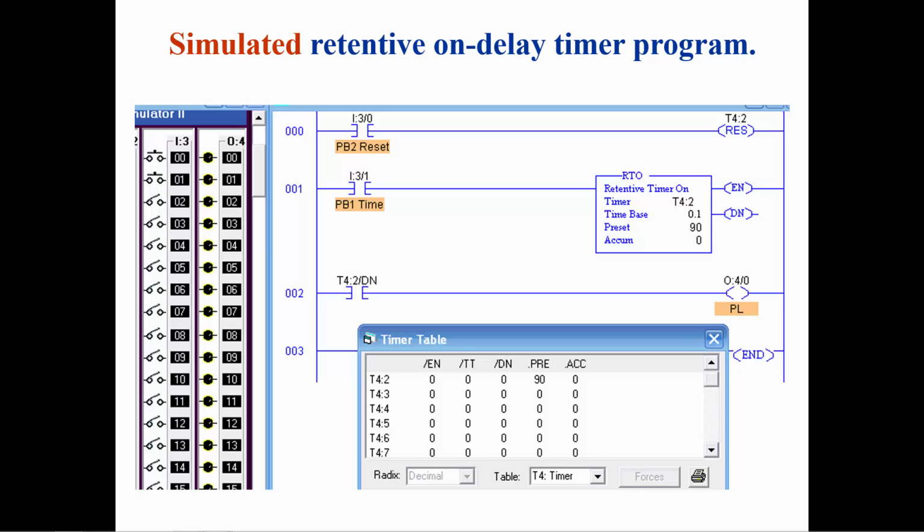Releasing PB1 will stop the timing, but the accumulated value is retained. Only when PB2 is pushed, enabling the reset instruction, will the accumulated value be set to 0.